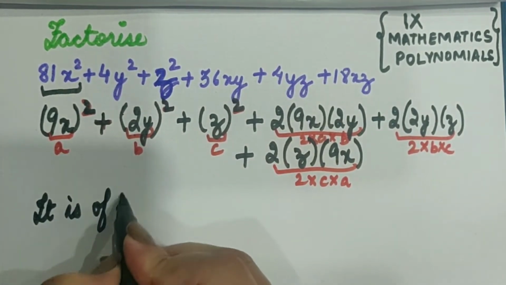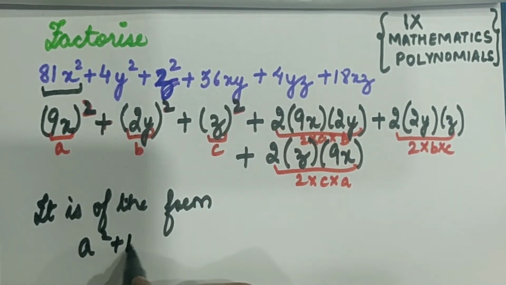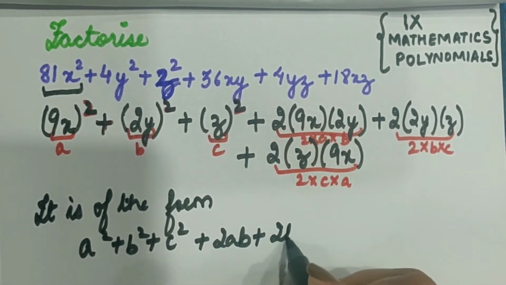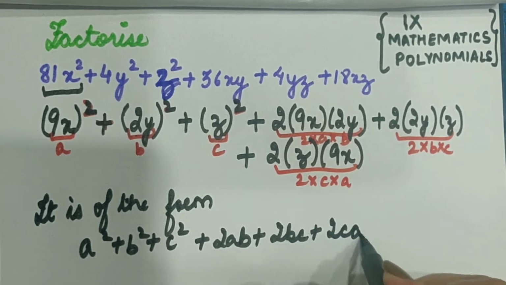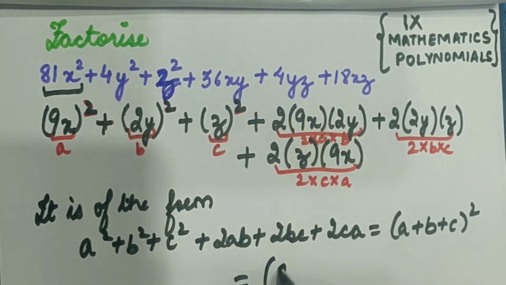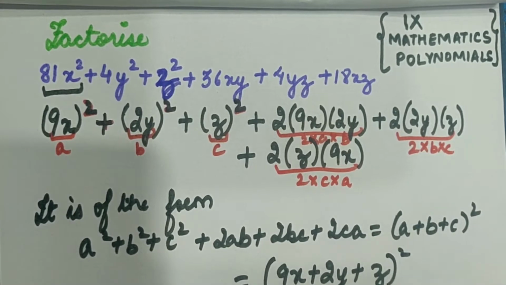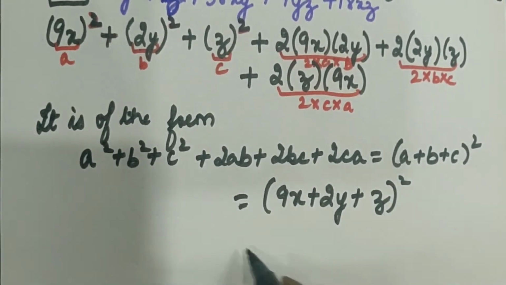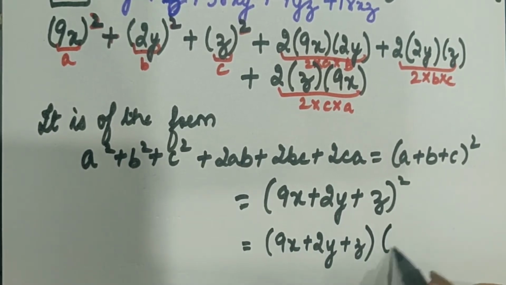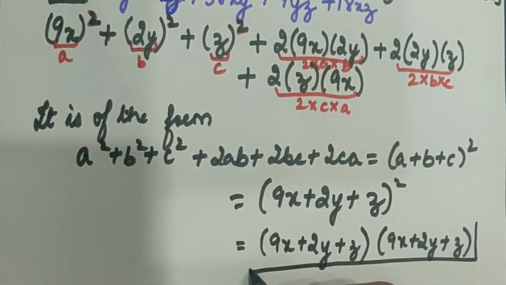It is of the form a square plus b square plus c square plus 2ab plus 2bc plus 2ca, which is equal to (a + b + c) whole square. So it will be equal to (9x + 2y + z) whole square. So this can be written twice: (9x + 2y + z) into (9x + 2y + z). This is the answer.